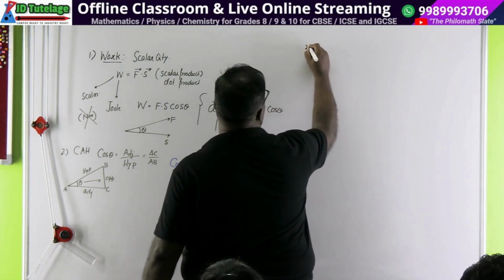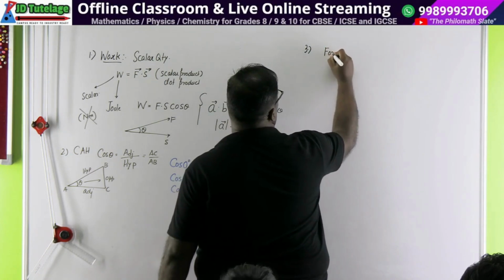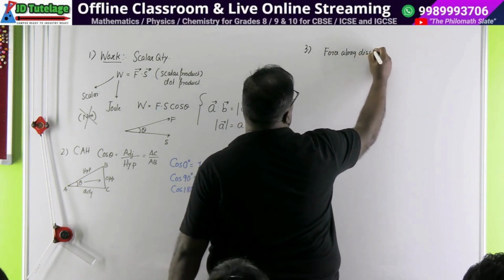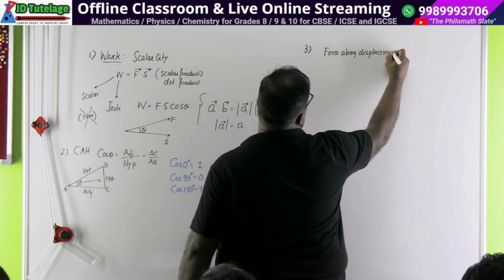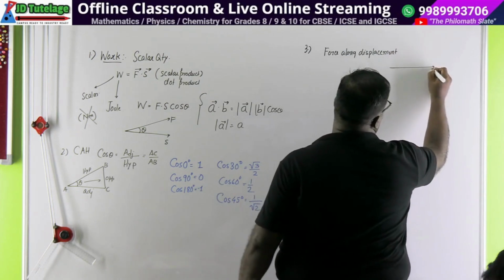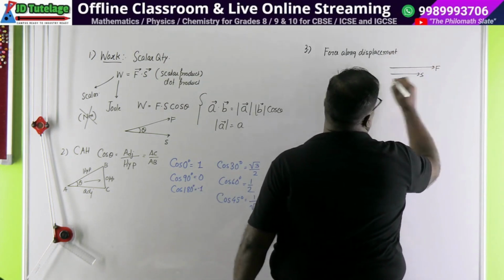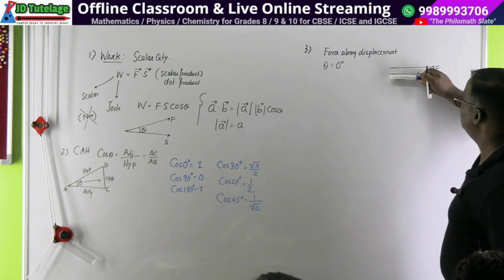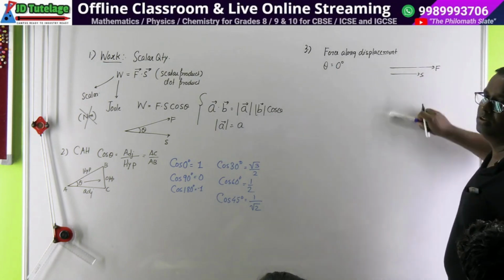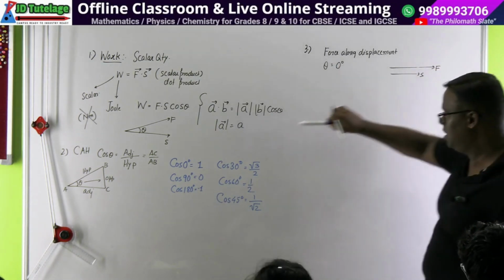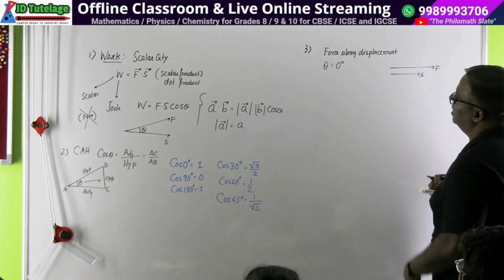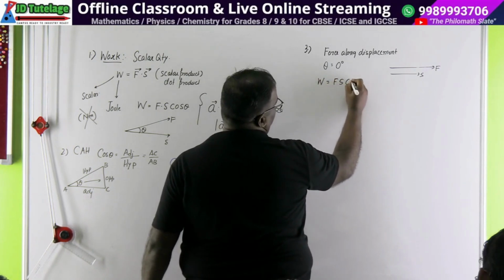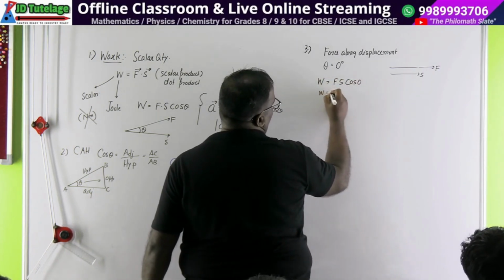Number 3, force along displacement. Okay, now see, everything will become clear. Force is on this side, displacement is also on this side. Therefore, in this case, theta is equal to 0 degree. Since these are vectors, children, you can always slide vectors, बस rotate करना allowed नहीं. You can bring this vector here also if you want, but you cannot turn it. Theta is equal to 0. Therefore, what is work done? Work done is Fs cos 0.